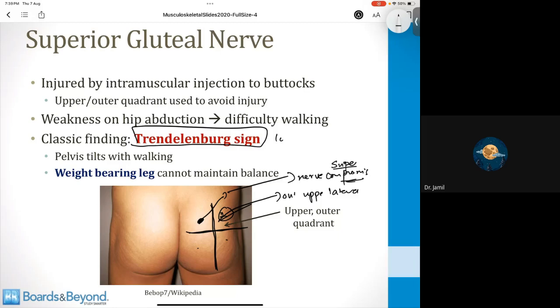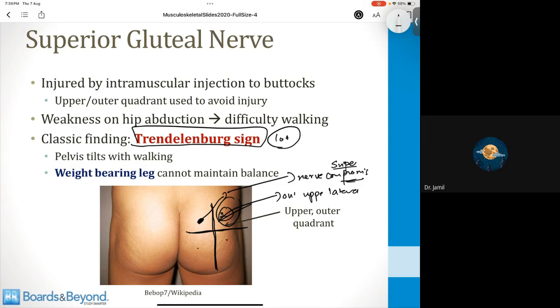You have a lot of MCQs in your UWorld. First of all, they are going to ask you which one is the safe quadrant. The safe quadrant is the upper lateral quadrant. If someone is given an injection at the upper medial quadrant, which nerve is going to be compromised? This is your next UWorld MCQ. That's your superior gluteal nerve.